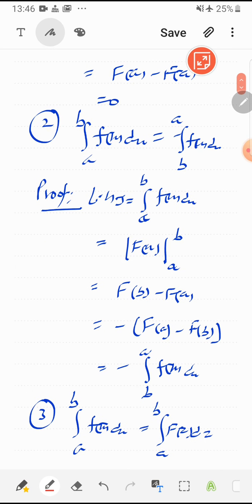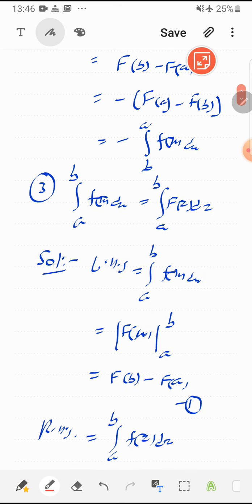Next is integral from a to b f of x dx is equal to minus integral from b to a f of x dx. Let us start from left hand side. A to b f of x dx is equal to capital F of x, because we have assumed that integral of f of x is capital F of x. Limits are a to b. Then it is F of b minus F of a, and if I take minus common, it is minus of F of a minus F of b, or minus integral from b to a f of x dx. So the result is proved.